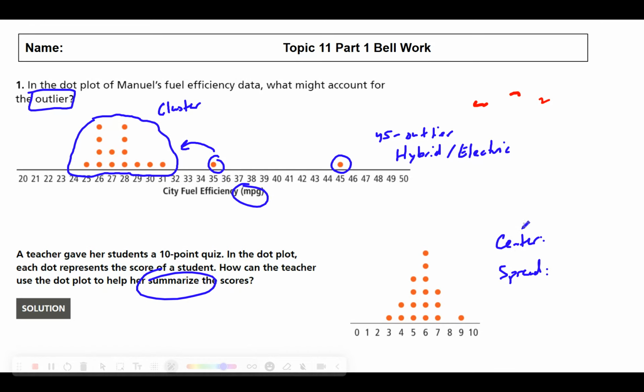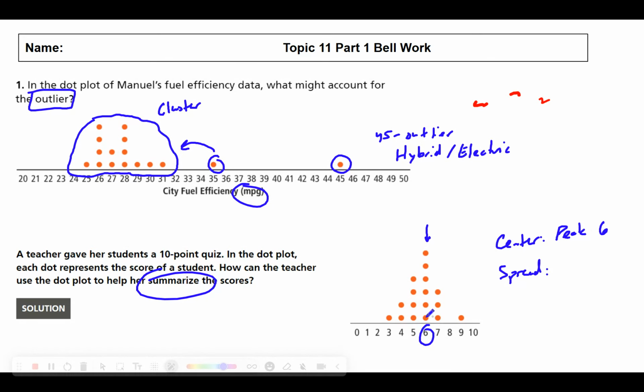So if I look for a center, I'm looking for the hump, the score that gets the most results. I guess they're called peaks. So I'm looking for the peak. And if I look here, the peak occurs right here in this column of dots, which is on the 6. So I would say that on average, or a lot of students got around a 6. So 6 out of 10.